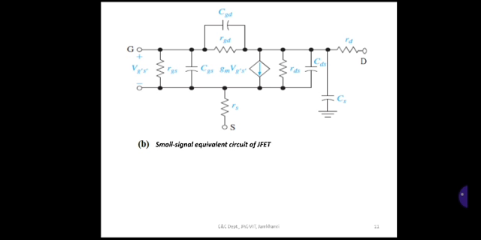Then CDS. The CDS capacitance is mainly a drain to source parasitic capacitance. And the last one is CS. CS is the drain to substrate capacitance. So these are the parameters that are used here. Then gm VGS is a transconductance term, gm Vg dash S dash.